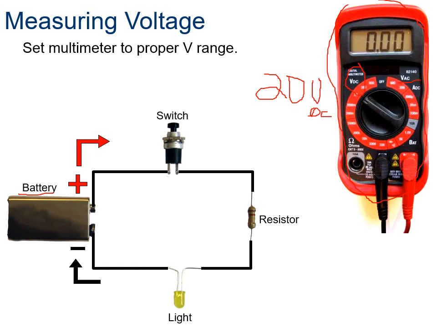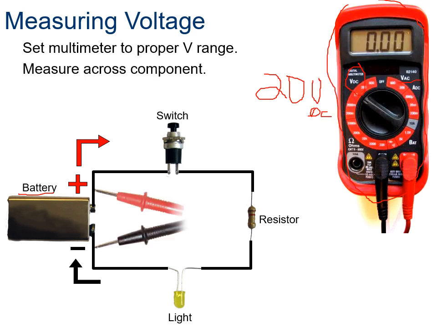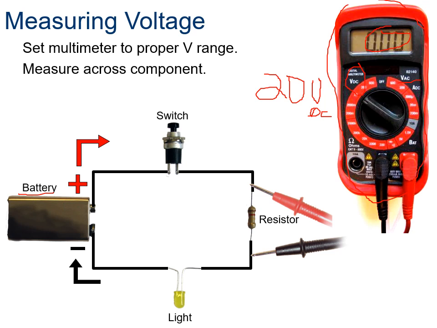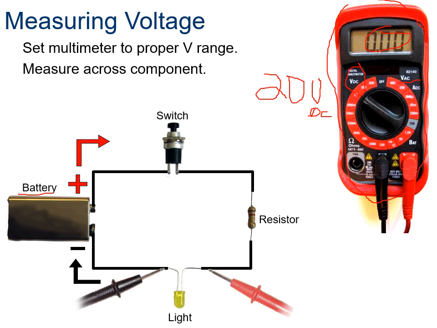So what we would do is measure across the component. We take these red and black wires and put them on opposite sides of the battery, and that will give us a reading. We read our dial or our meter here, and it'll tell us how much electricity there currently is. We could also do the same thing across the switch, across the resistor, or even across this little LED light bulb.